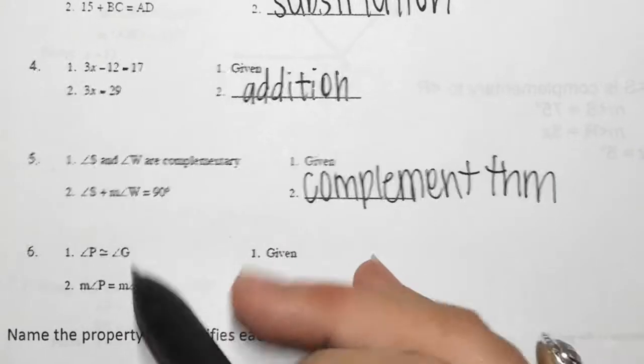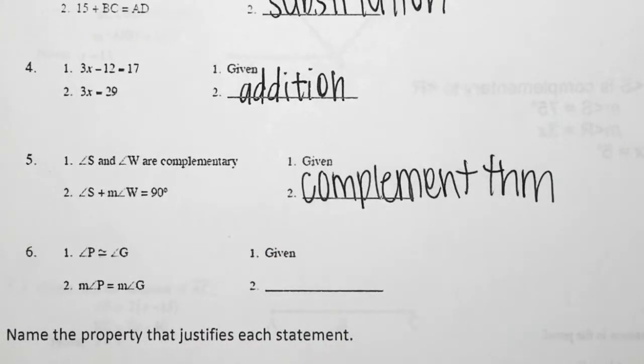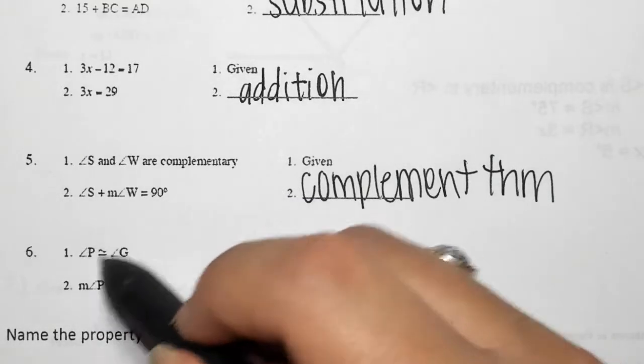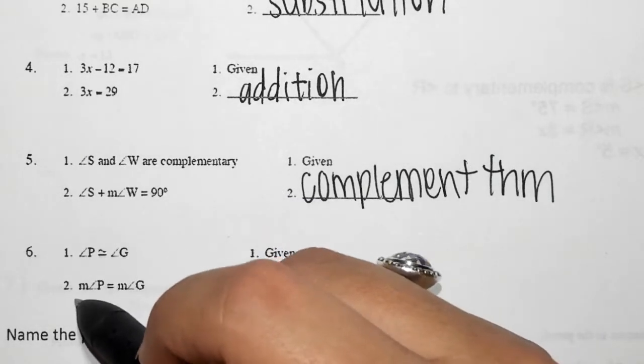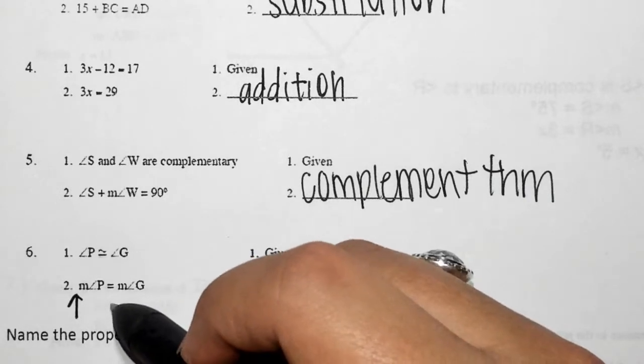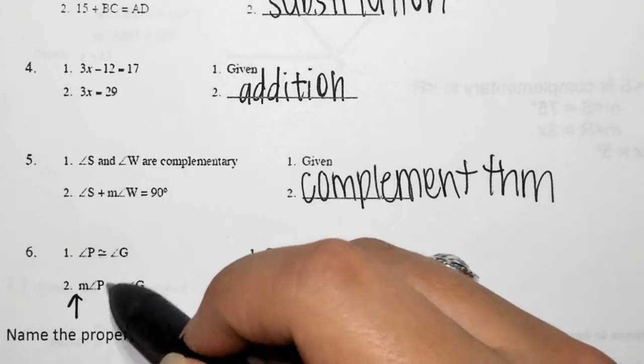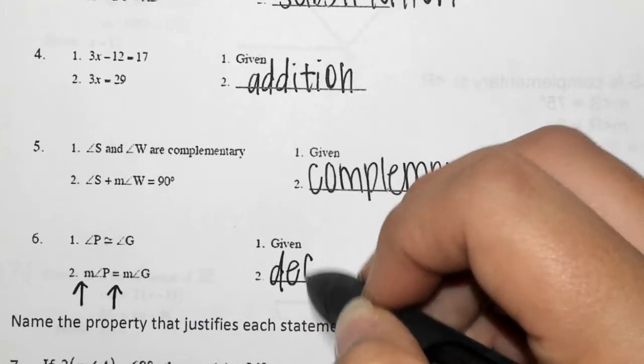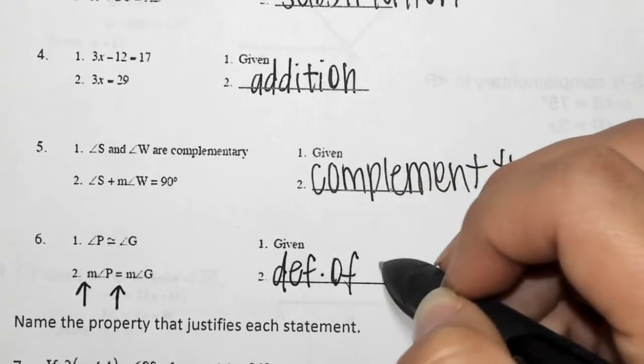And then this one, 6, is very similar to the definition. It is the definition of congruency. They're just using it for angles. So if they say angles are congruent, then when you change it based on the definition of congruency, you change it to the measure of angle P equals the measure of angle G. But it's still the same reasoning, the definition of congruency.